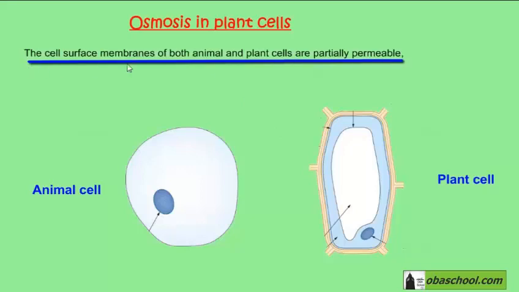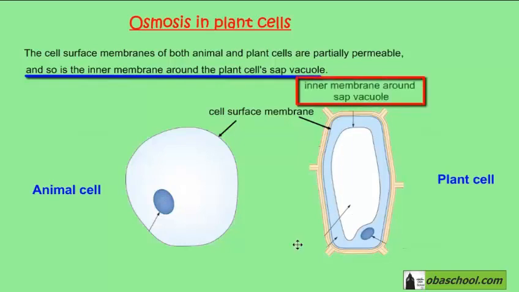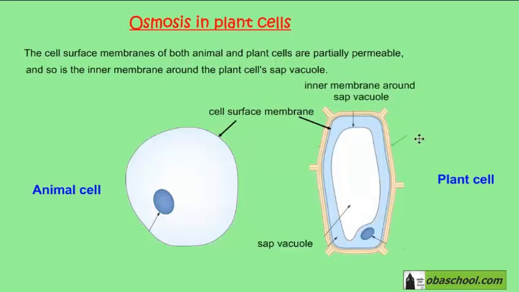The cell surface membranes of both animal and plant cells are partially permeable. And so is the inner membrane around the plant cell's sap vacuole. This is the plant cell's sap vacuole, and this is the inner membrane of it. It is also partially permeable, which makes sense because we need molecules to enter the vacuole.